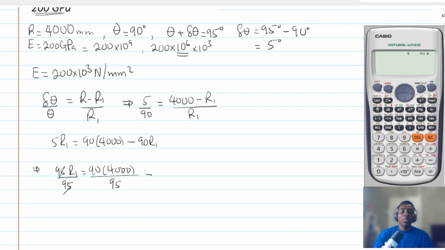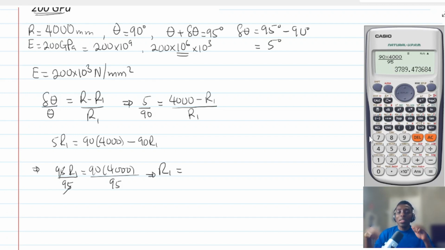So in effect, R1, which is the new radius, is going to be 90 multiplied by 4,000, and then we divide this by 95. So essentially the radius decreases.